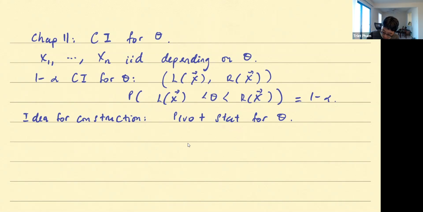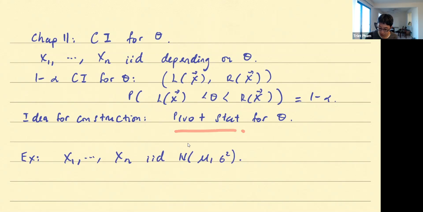Classical example, of course. It's easier to look at an example when we have IID normal mu sigma square. And we remark that we don't necessarily know what the pivot stat is right off the bat. Usually we know the estimator, so here we want a 1 minus alpha confidence interval for mu. Okay, and let's assume that both are unknowns.